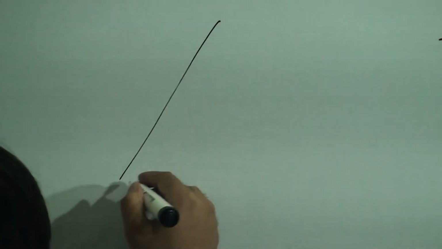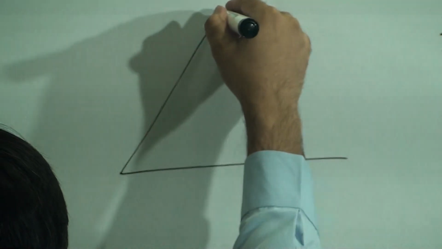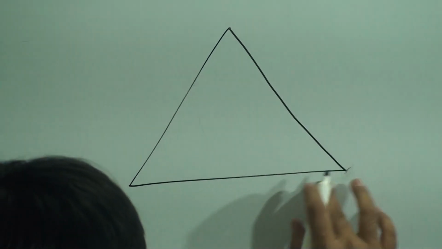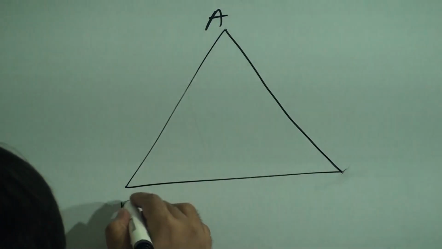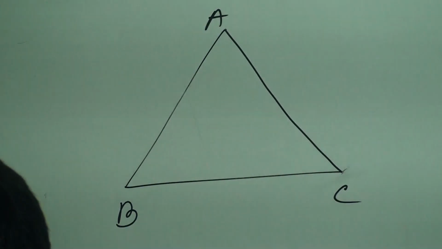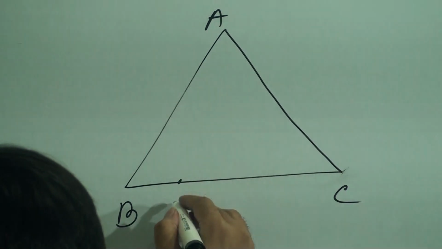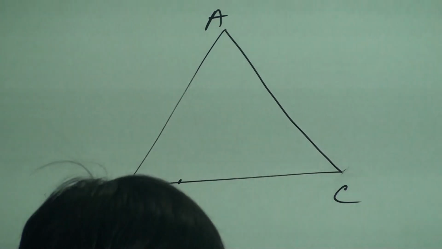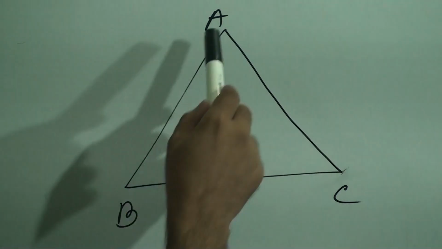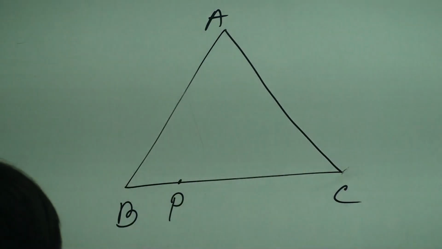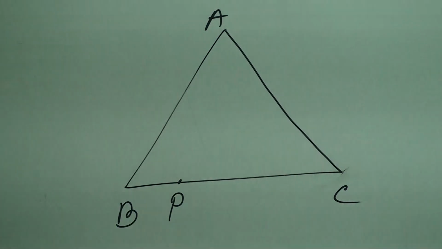At first we have to draw the figure to prove this. So draw the figure at first. Here ABC is a triangle, and in this triangle P is a point on BC, and AB and AC are equal. It means this is an isosceles triangle. Suppose here AB and AC are equal.